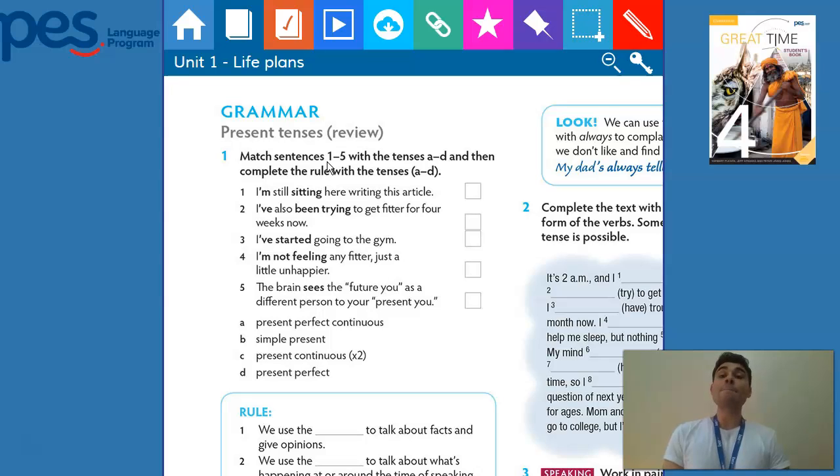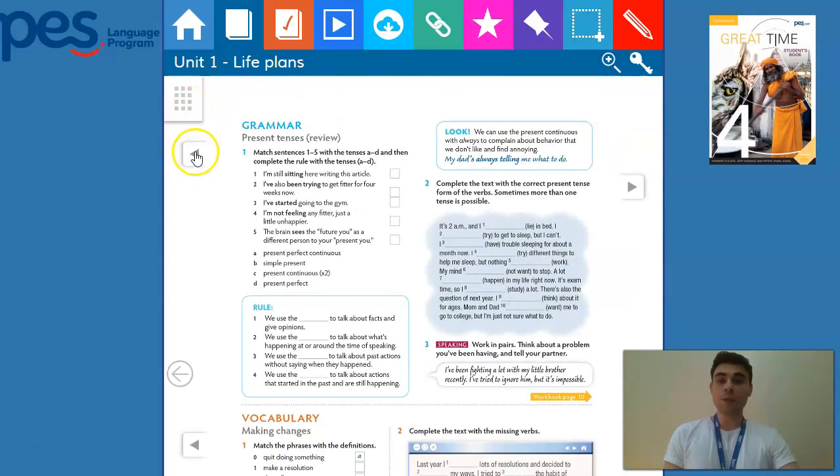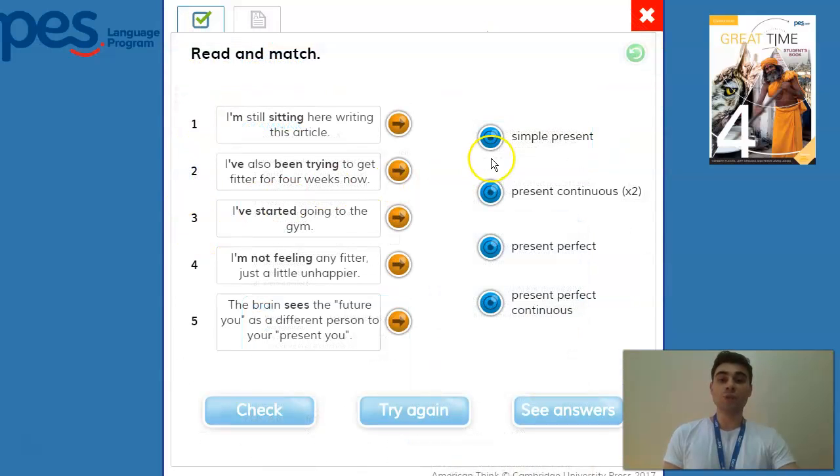We have there, match the sentences 1 to 5 with the tenses A and D, and then complete the rule with the tenses A to D. So let's see the first part. I have the exercises over here. I think it's going to be much easier for us to solve them together. So we have the sentences in this column over here and the present tenses in this column over here. And we need to link them. All right? So let's check.